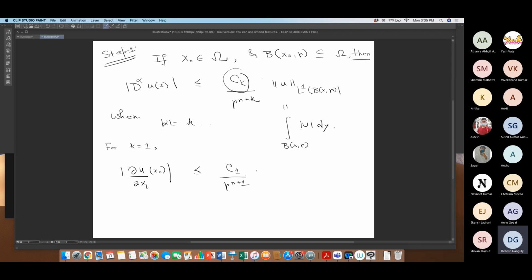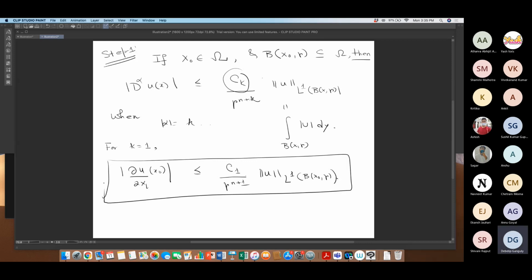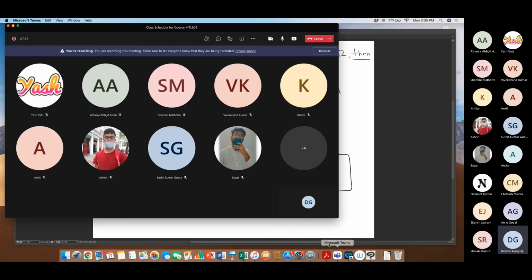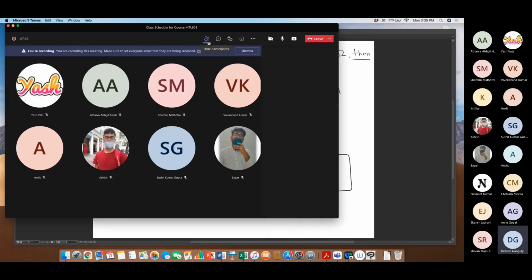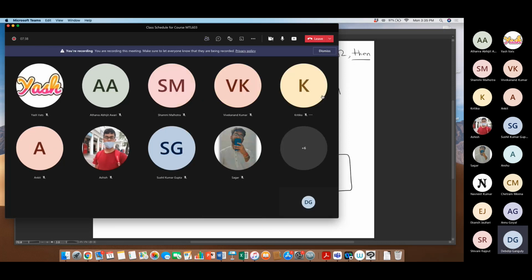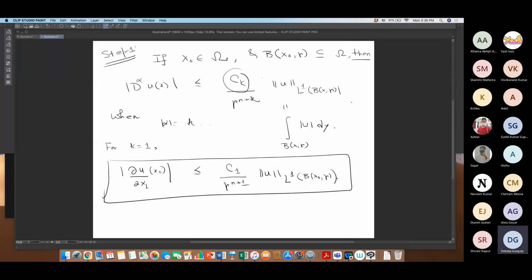This is one of the most important estimates for harmonic functions. If u is a harmonic function in omega, then at each point the derivative will satisfy this estimate in terms of the L1 norm over the ball B(x naught, R). Then we know steps 2 and the rest. Now, I said that harmonic functions resemble analytic functions in complex analysis.